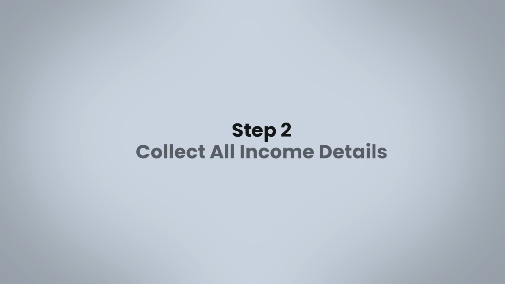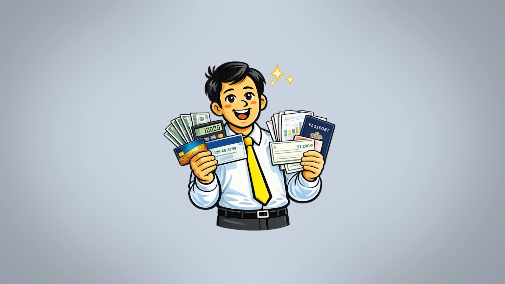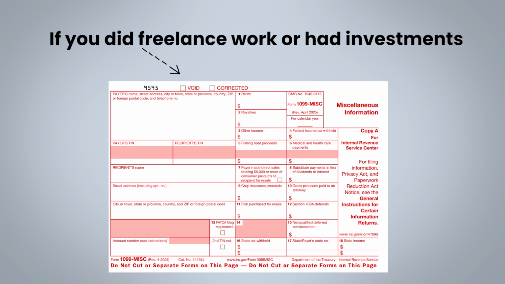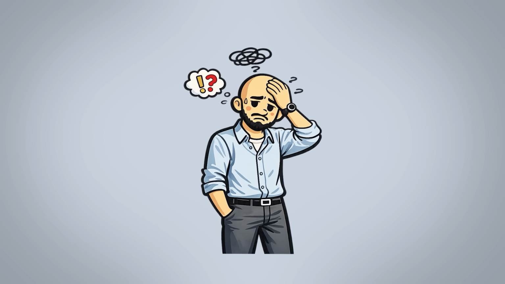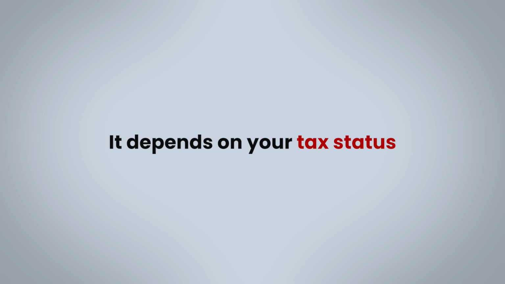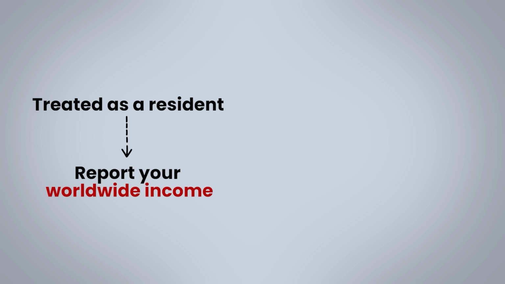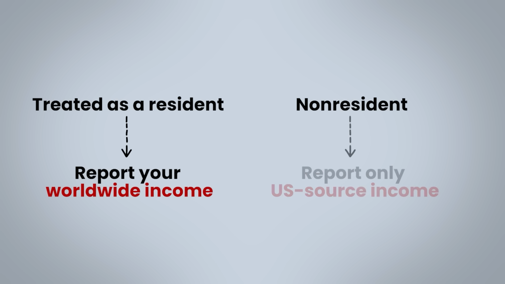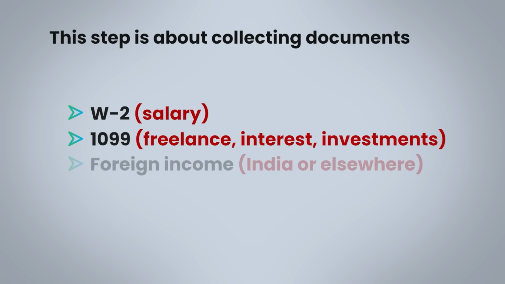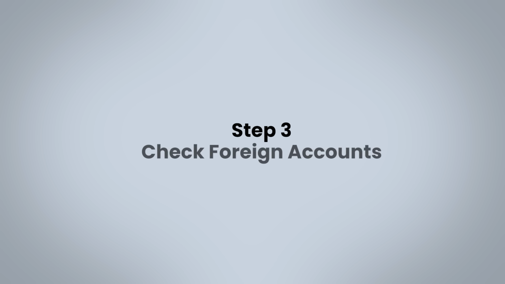Step 2. Collect all income details. Next, you'll want to collect all your income information. If you worked in the US, that means your W-2. If you did freelance work or had investments, look for 1099 forms. And here's where many NRIs get confused. What about income from India? Well, it depends on your tax status. If you're treated as a resident, you report your worldwide income. If you're a non-resident, you typically report only US source income. So this step is about collecting documents. W-2, 1099, foreign income.